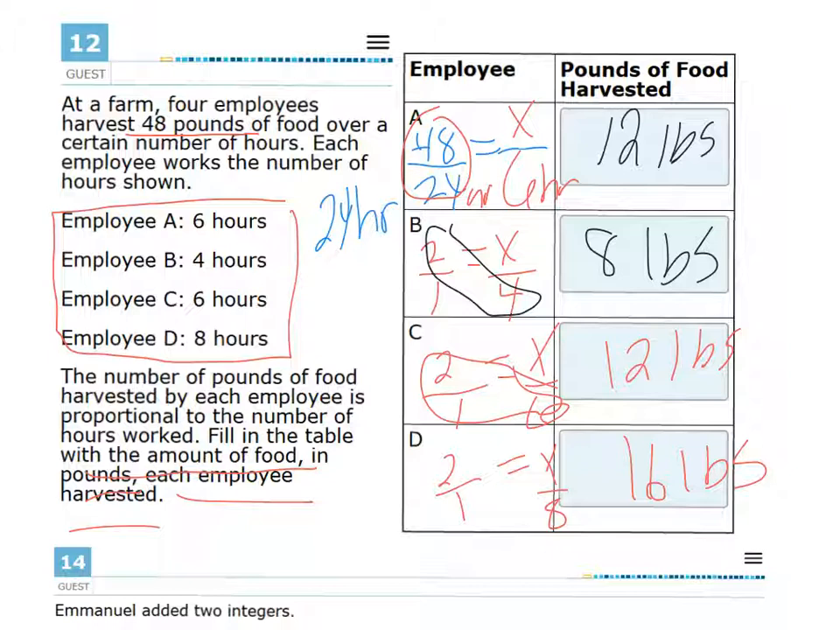If we add it all up, it should end up being 48 pounds altogether. So this is 20, and then we have 28. So 20 plus 28 would give us the 48 pounds. So employee A has 12 pounds harvested, employee B has 8 pounds, employee C has 12 pounds, and employee D has 16 pounds.